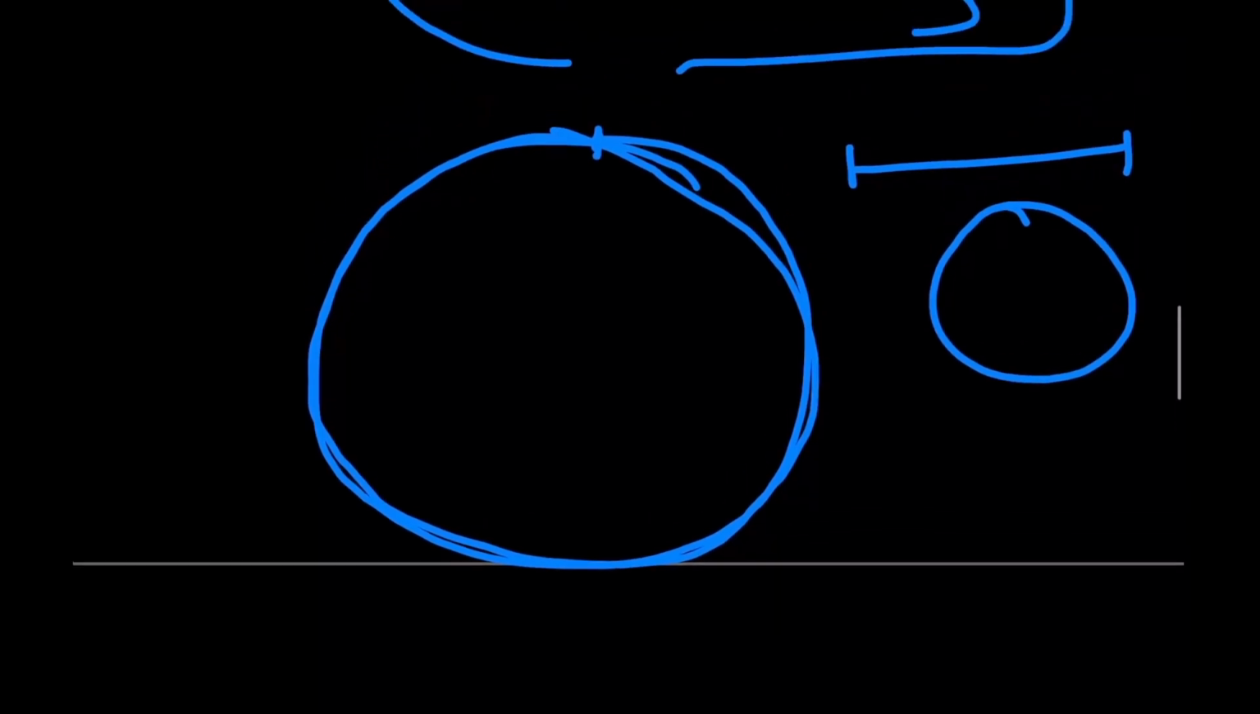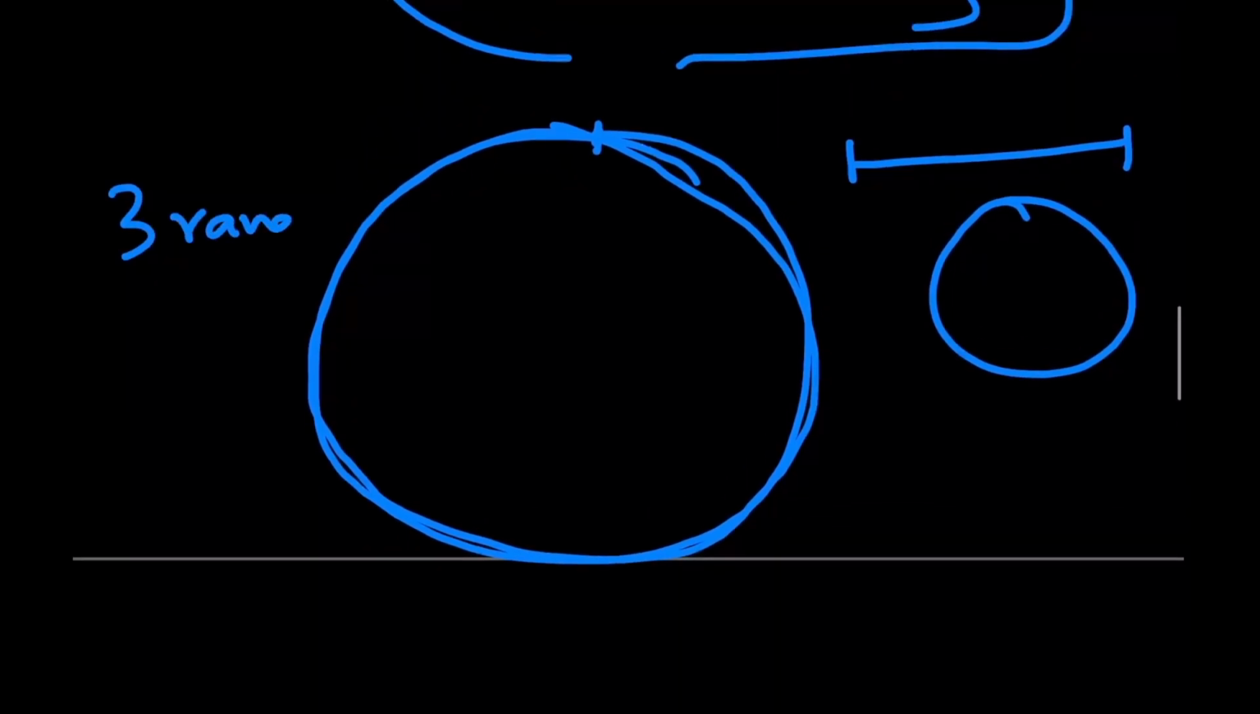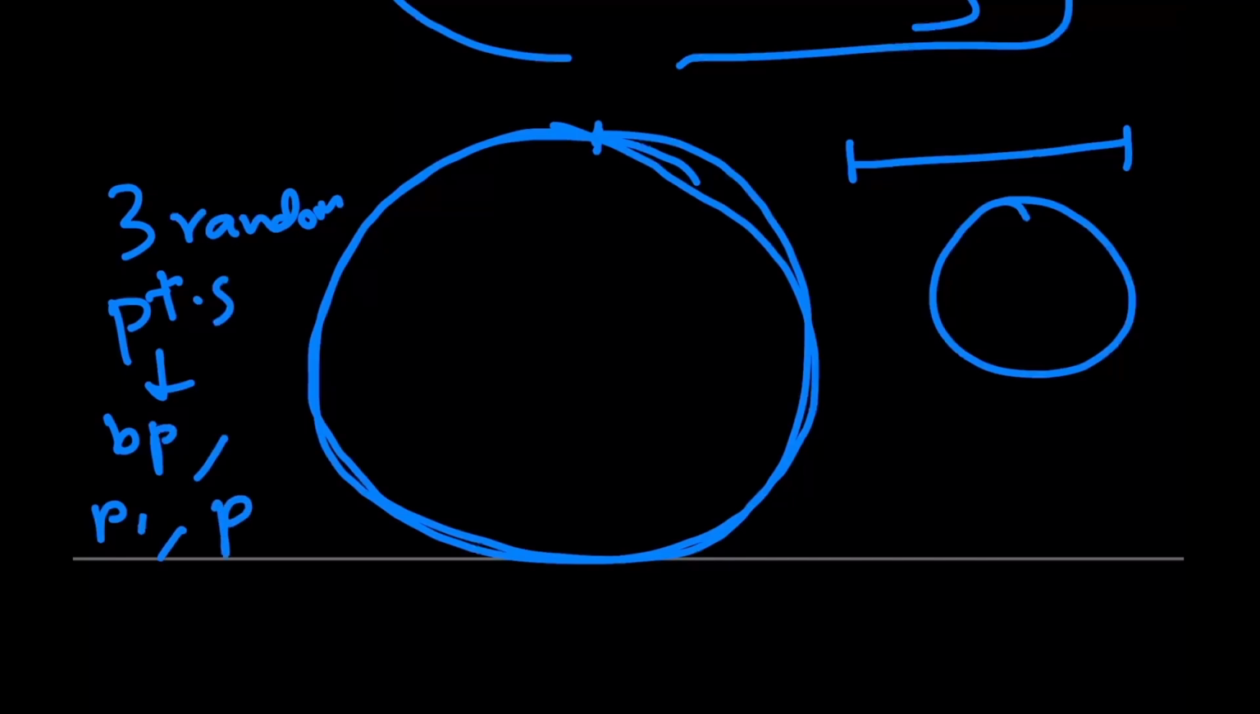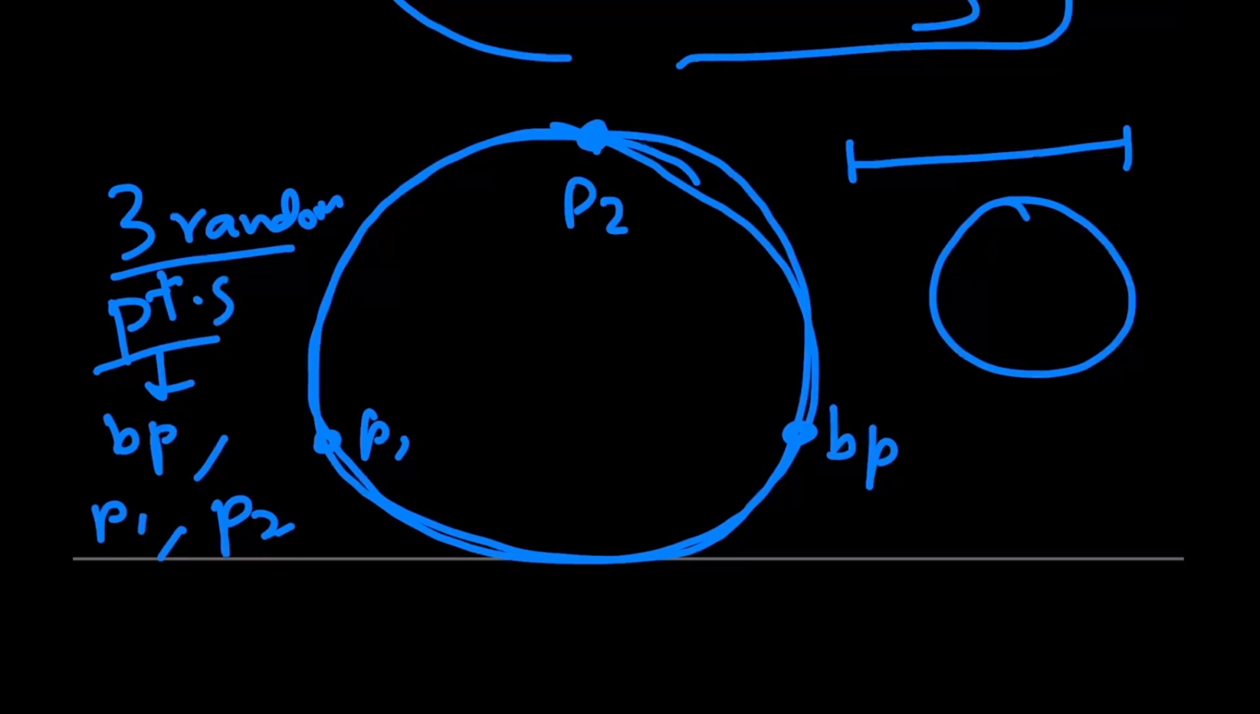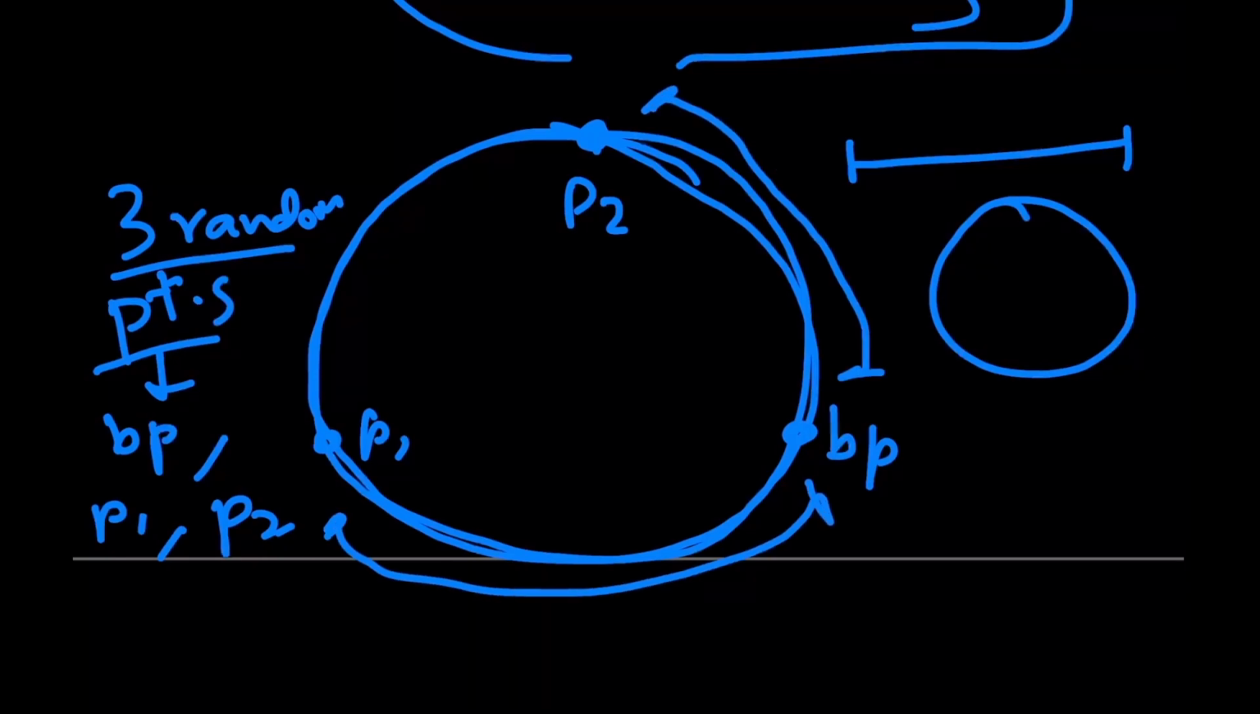So now, if we choose three random points on this circle and name them breakpoint, point 1, and point 2, then a random arrangement could look something like this, where this is breakpoint, this is point 1, and let's call this point 2, right? Now, since I just took three random points on the circumference of this unit length circle, it's pretty safe to say that this value, and this value.